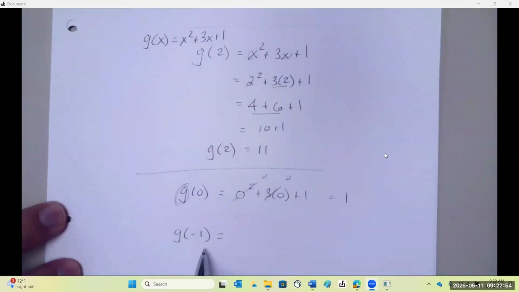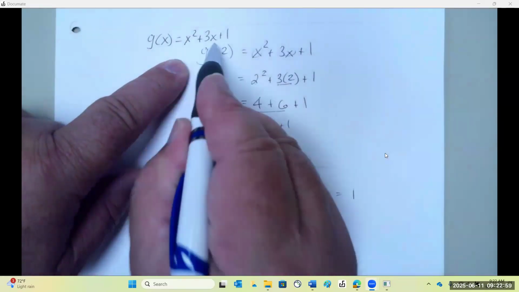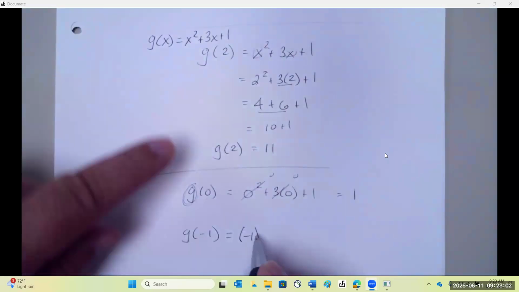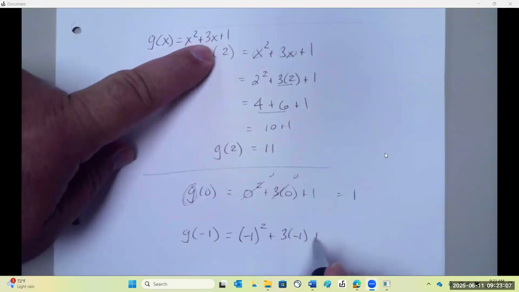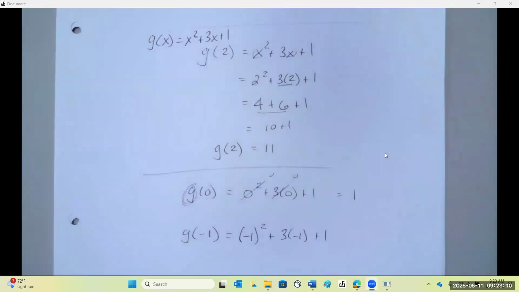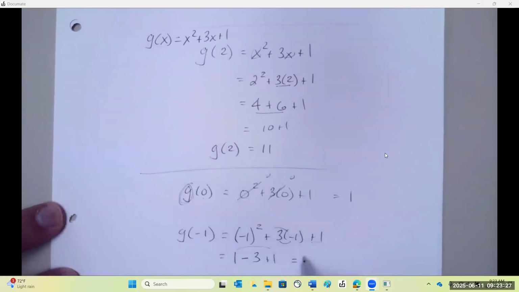What is this going to tell me to do? Yep. Anywhere I see an x inside my equation, I put a -1. So -1 squared plus 3 times -1 plus 1. What is -1 squared? +1. Positive times negative is negative. 3 times 1 is 3 plus 1. 1 plus 1 is 2 minus 3.